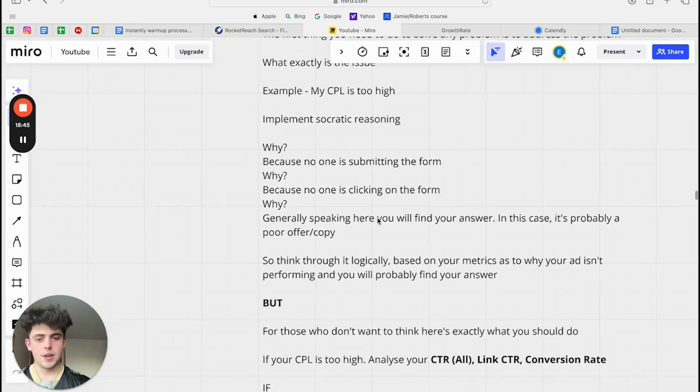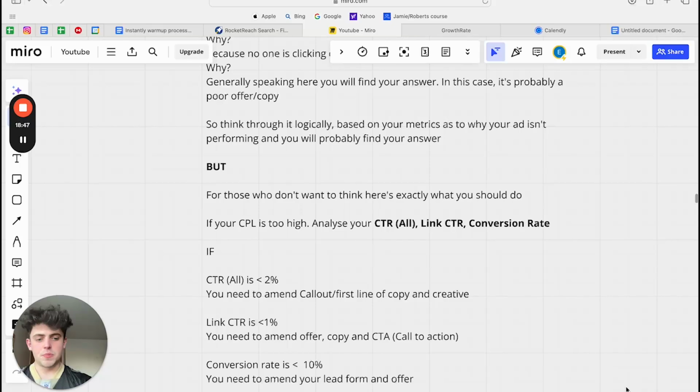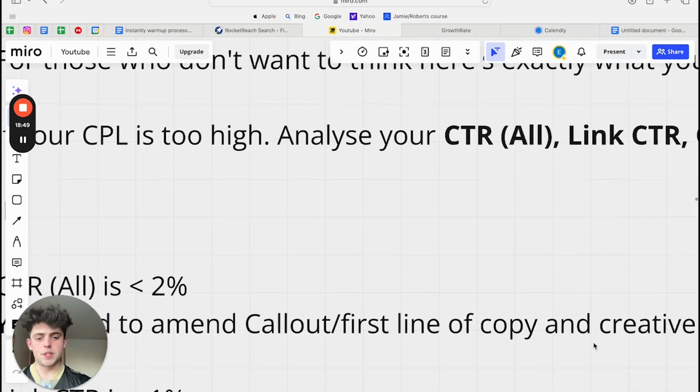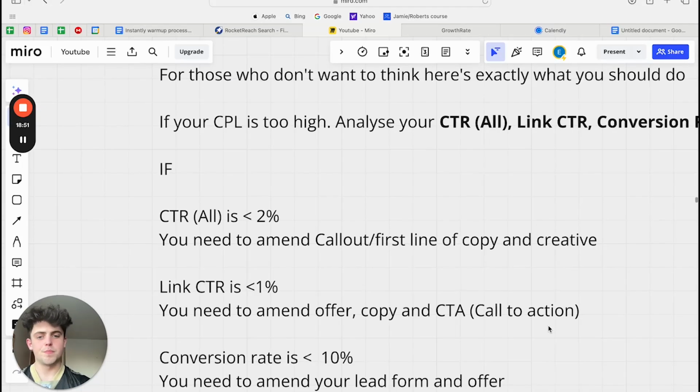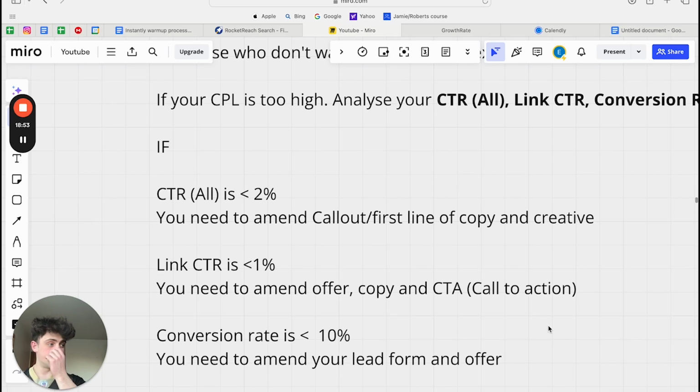But if your click-through rate is under 2%, essentially what this means is that people aren't interested. Nobody is looking at your ad and going, oh, let me see some more about that. And that really comes down to the first line of copy, because that's the only one that they can see. They have to hit see more. And that's what click-through rate is, guys. People clicking on see more, clicking on your ad in any way. And your creative, nobody's interested. They're just scrolling past. So amend those two.